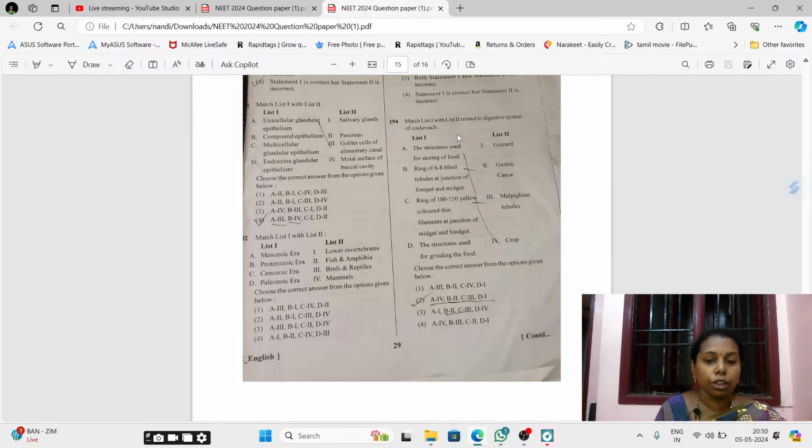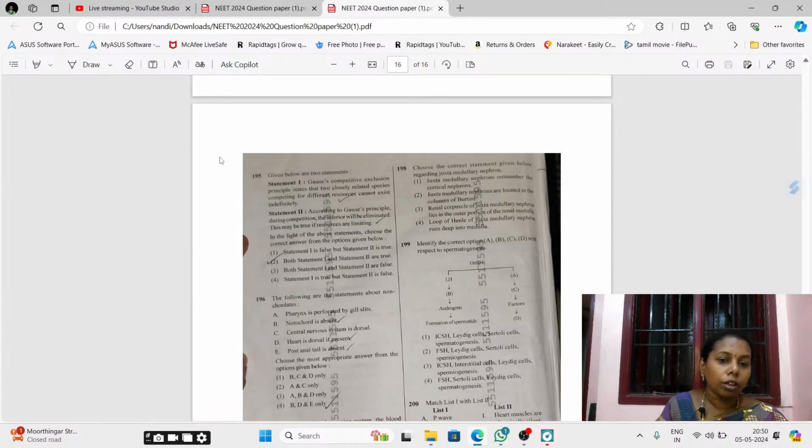Now 194, we have to match again. The structure for storing food in cockroach, a newly added topic, is the crop. Ring of 6 to 8 blind tubules, gastric caeca. Ring of 100 to 150 Malpighian tubules. The structure used for grinding food is the gizzard. So 194, the answer is the second option.